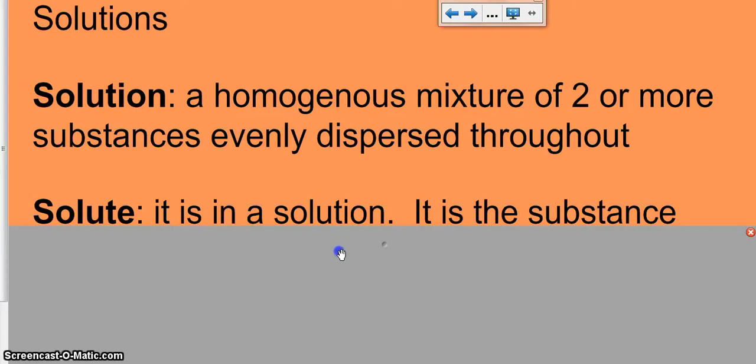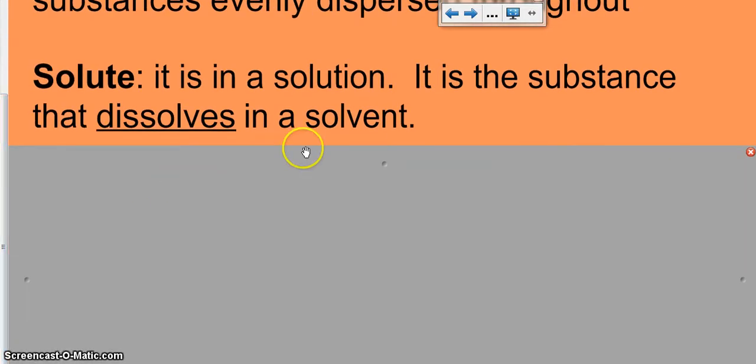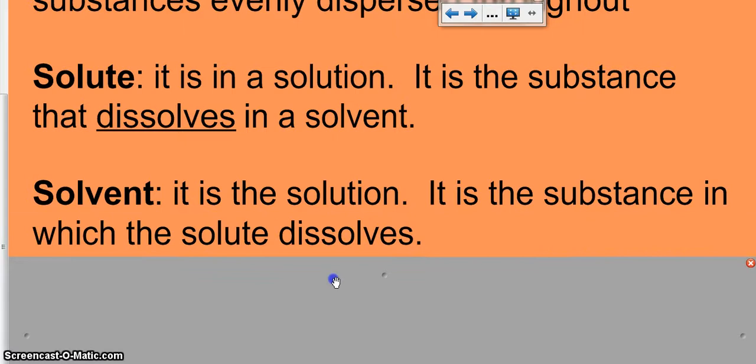There are two parts of a solution. A solute is in a solution. It is the substance that dissolves in a solvent. So if we talk about salt water again, you have the water and the salt. The salt is the solute, and it dissolves in the water. So therefore we need to understand what a solvent is. A solvent is the substance in which the solute dissolves.